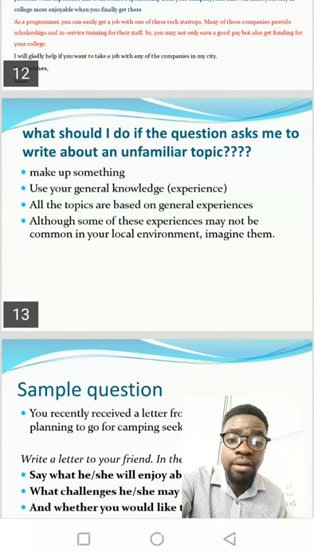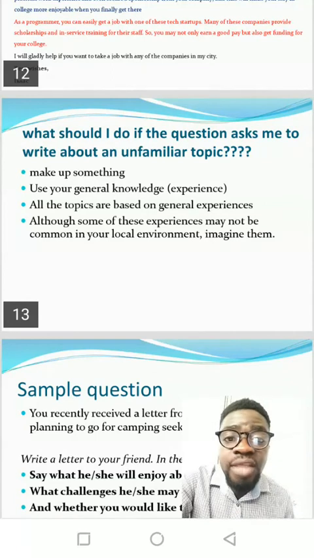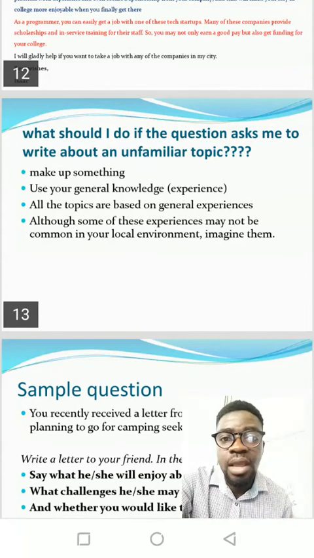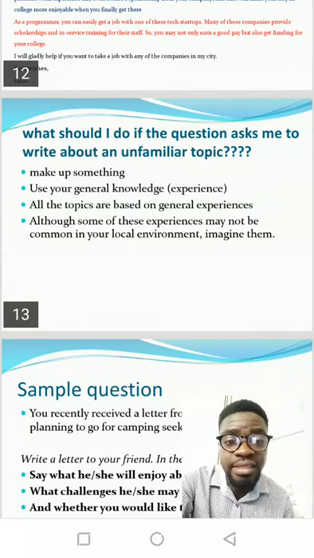Now, the third paragraph is to address the last point, which is suggest a kind of job that your friend should do. As a programmer, you can easily get a job with one of these tech startups. Many of these companies provide scholarships and in-service training for their staff. So you may not only earn a good pay, but also get funding for your college. I will gladly help if you want to take a job with any of the companies in my city. And I sign off.